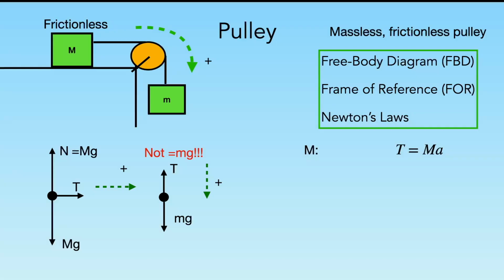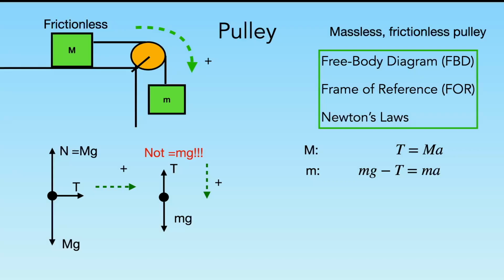So for big M, in the direction of motion, the sum of forces equals ma. I should write it, but it was going to get crowded. So tension, T, equals big M times a. For little m, mg minus T in the direction of motion is little m a. And again, what I like to do is take those two equations, two unknowns.